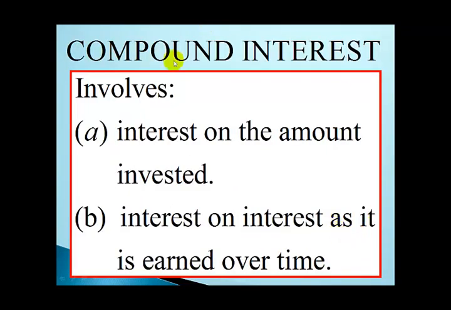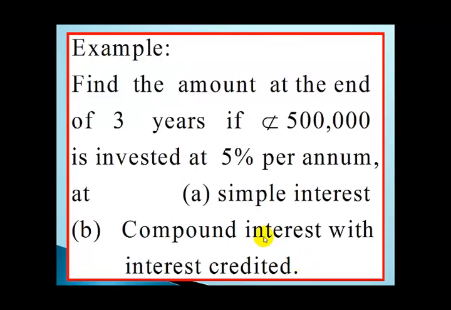Now let's look at compound interest. Compound interest involves A, the interest on the amount invested, B, the interest on interest as it is earned over time. Now let's look at this example and see how best we can calculate the compound interest.